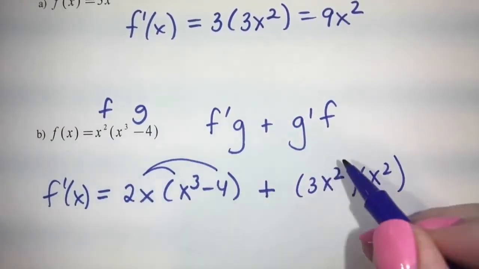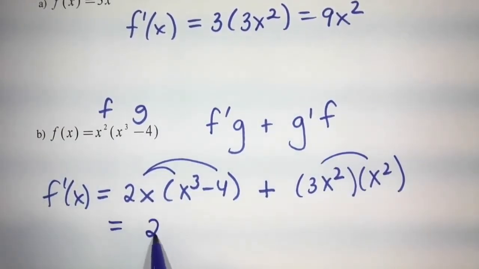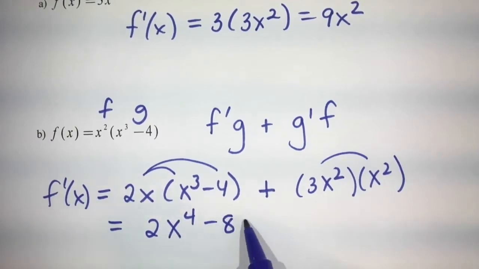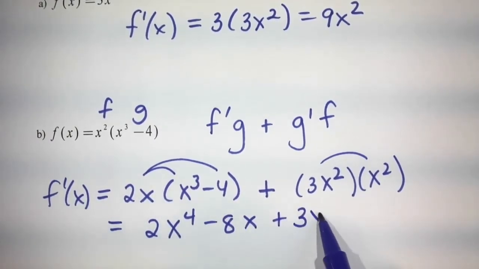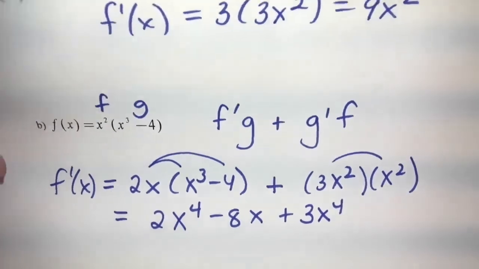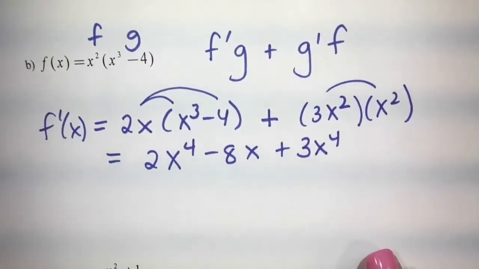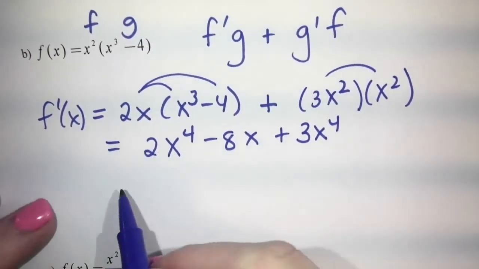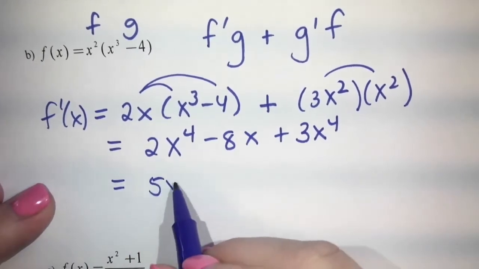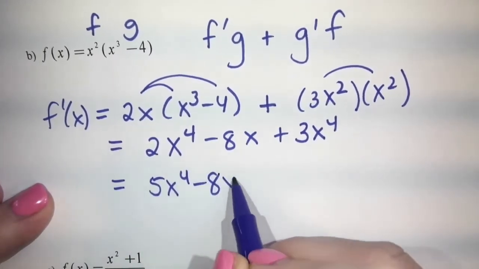And we can multiply this all out. This would be 2x to the 4 minus 8x plus 3x to the 4. And if we collect our like terms, the 2x to the 4 and the 3x to the 4 are like terms. So we can say 5x to the 4 minus 8x.